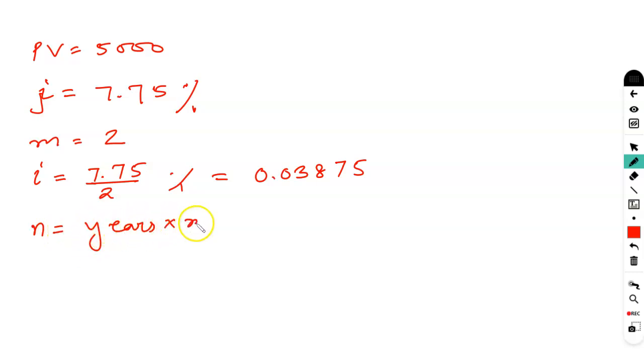Next, we will calculate the number of compounding periods for the whole term. The formula is years times m. Years here is 5 years and 10 months, so we converted it into years: 5 and 10 over 12, and the compounding periods is 2, so we multiply it by 2. Calculating that, you will get 11.66, where the 6 is repeating, so make sure you calculate till 6 decimal places because this is an intermediate value.